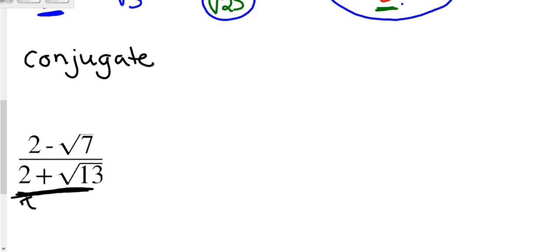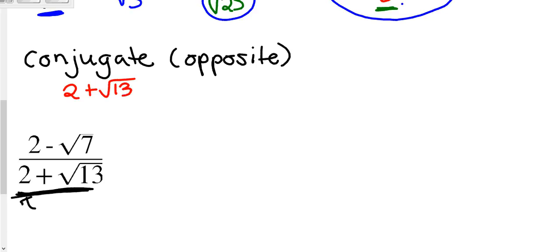A conjugate means opposite. To get the opposite of a term that looks like 2 plus square root of 13, the conjugate would be 2 minus the square root of 13. That's our process. That's how we find the conjugate. So our conjugate is this.